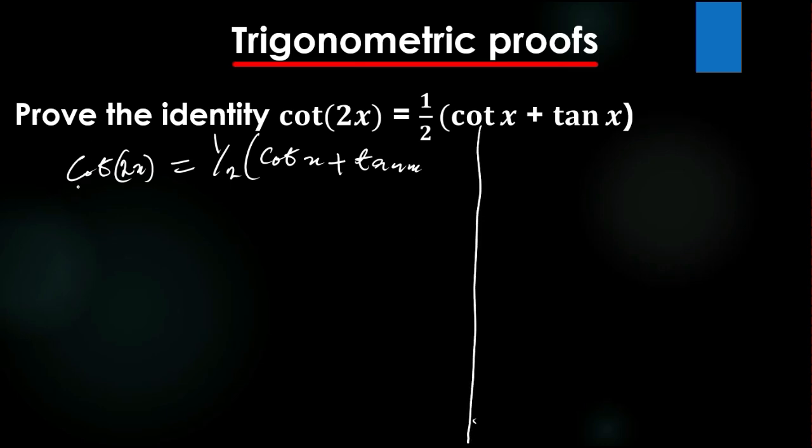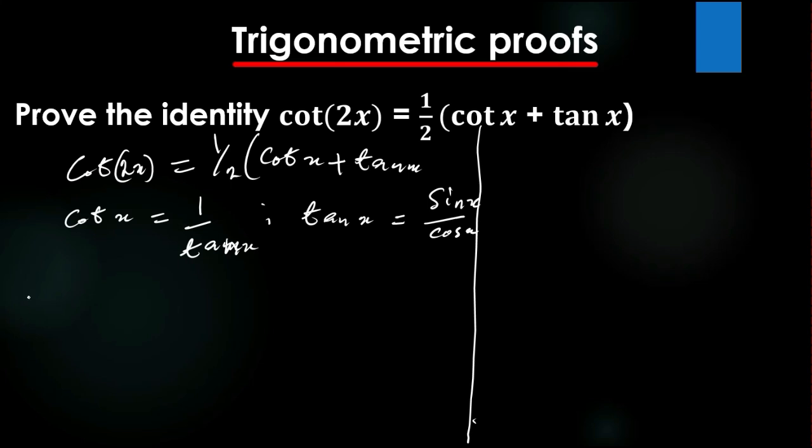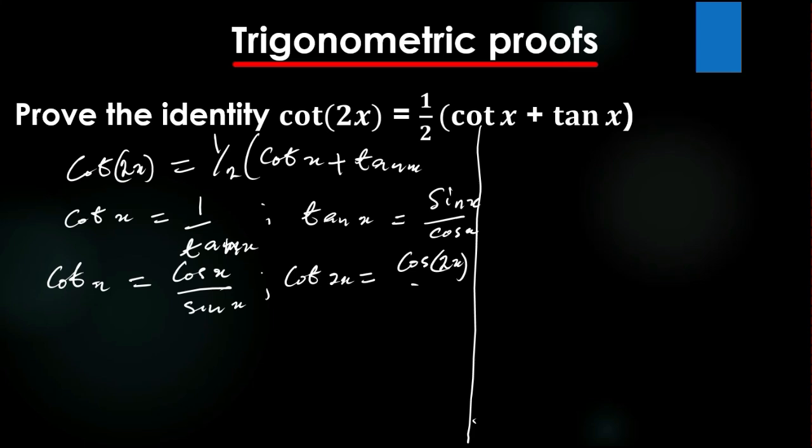Now, the first thing I want you to appreciate is that cot x is the same thing as 1 over tan x. Remember, tan x is the same thing as sine x over cos x. So that cot x now is the same thing as cos x over sine x. In this context, we are looking at cot 2x, so I'll just put 2x in place of x. We're talking of cos 2x over sine 2x.